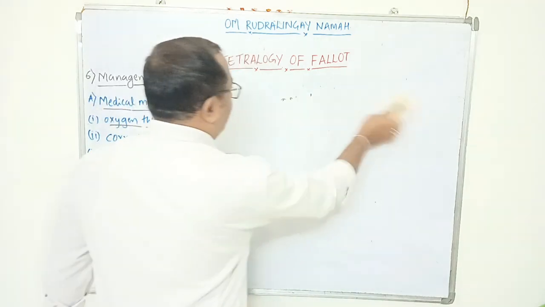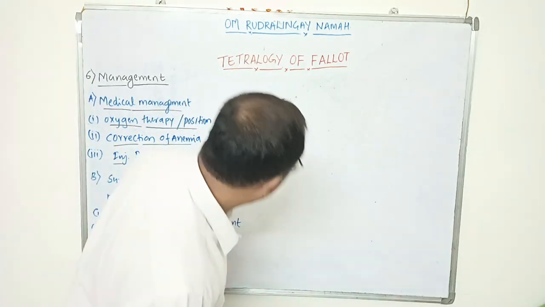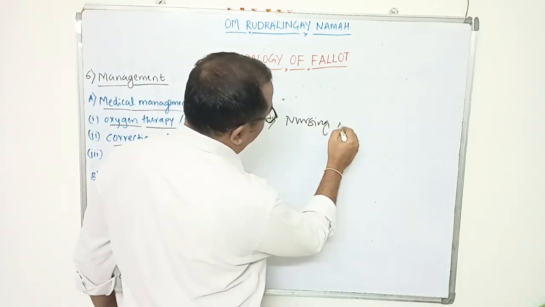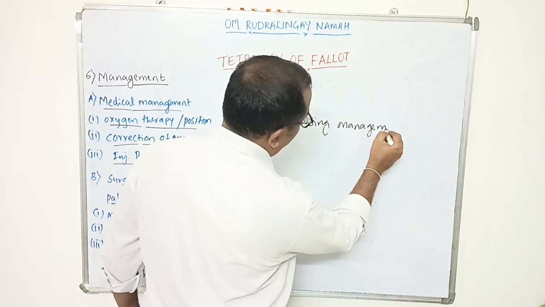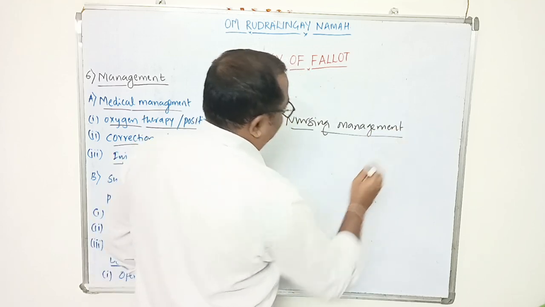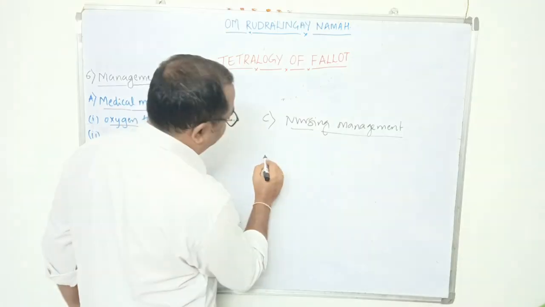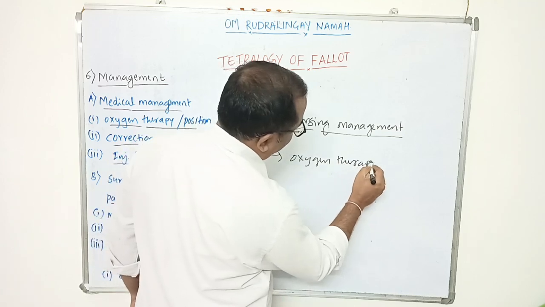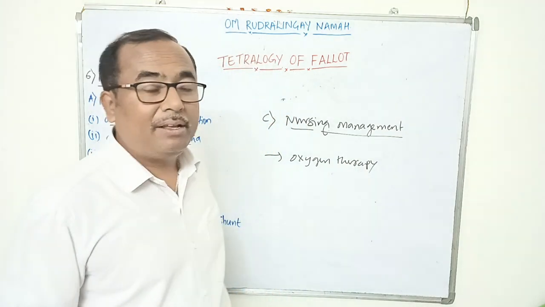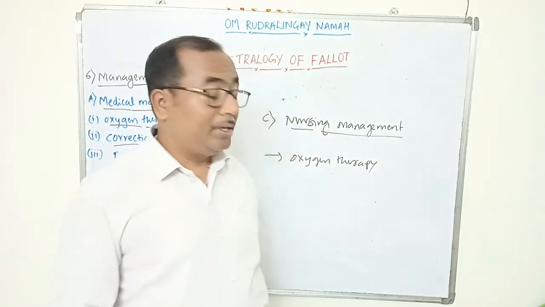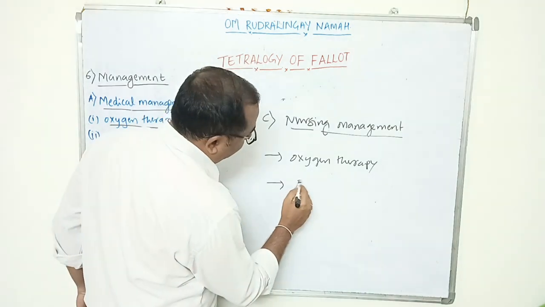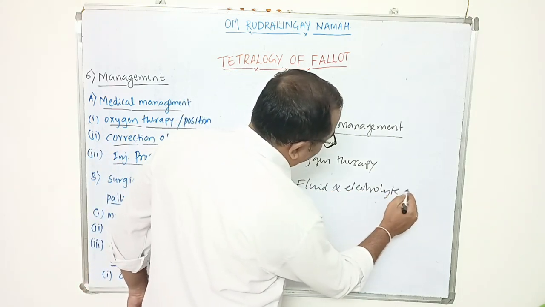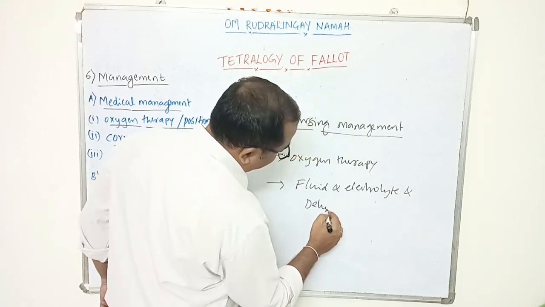Now let us discuss the nursing management. The last part in this one is nursing management. Nursing management here comprises mainly, first, we need to give oxygen therapy. The child should be supplied with oxygen because cyanosis is a very big issue here. That is the main problem that we need to take care of. And next one is fluid and electrolyte balance and correction of dehydration. Correction of dehydration we have to do.